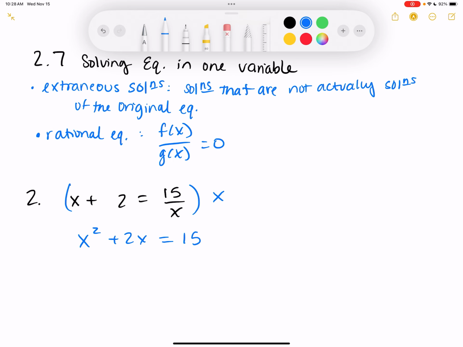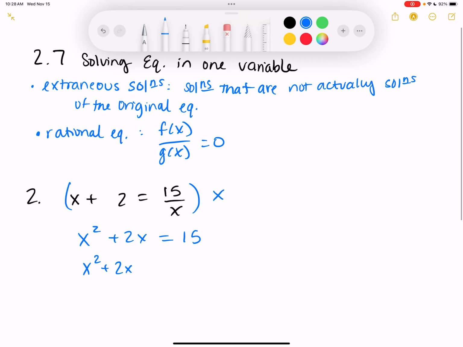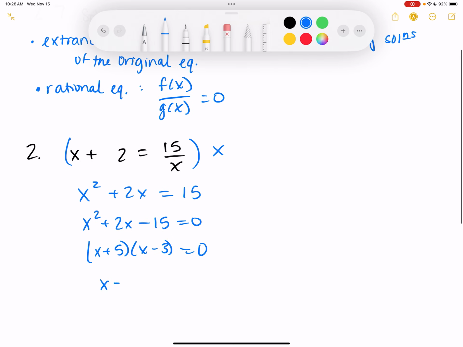I'm going to move it over. I'm trying to basically get an equation that's set equal to 0 so that I can actually factor, or possibly use the quadratic formula or potentially complete the square. It just depends. But so I've got x squared plus 2x minus 15 equals 0. So what can I do with that? Plus 5, minus 3. So x plus 5, x minus 3. So that means that x equals what? -5 or 3. Okay, so those are my two answers.